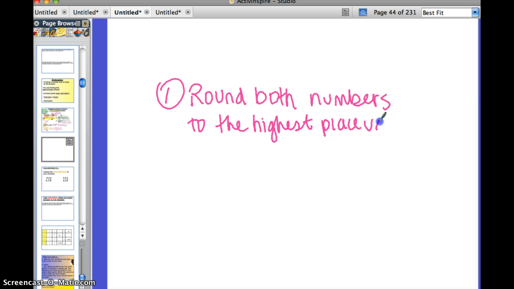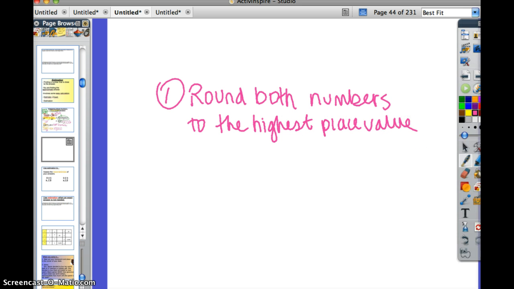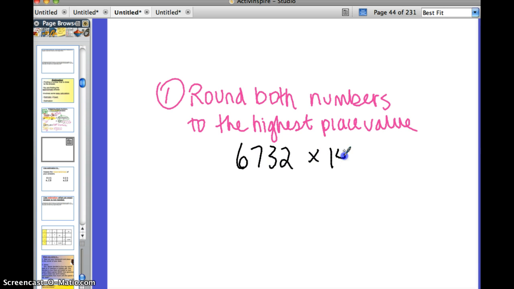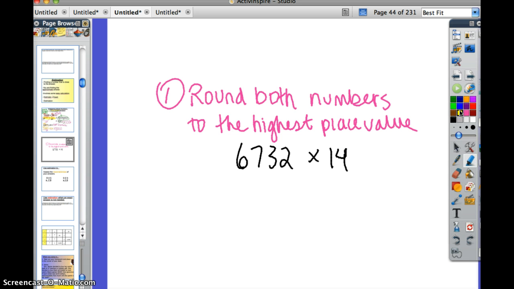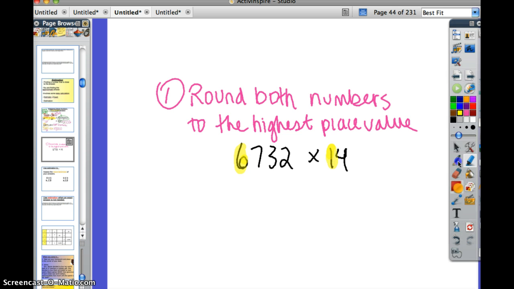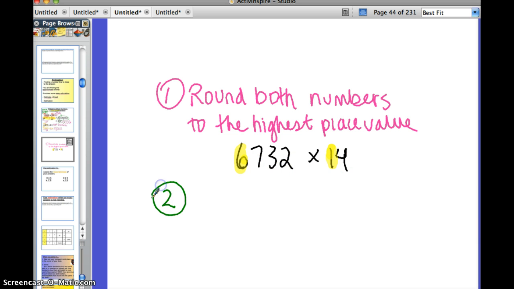As you can see in this problem, for example, the highest place values in either number are different, and that's okay. The highest place value in this is the thousands place, which you would round to, and the highest place value in 14 is the tens place, which you would round to. So it's just the highest place value in each of the factors. The second step would then be to, well, let me just round it off really quick.